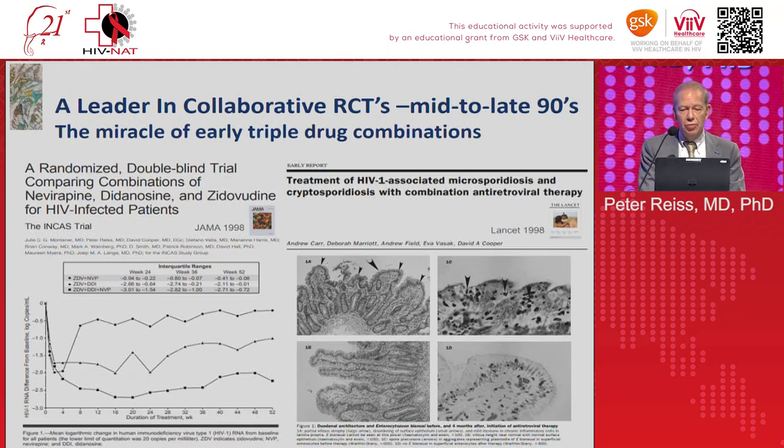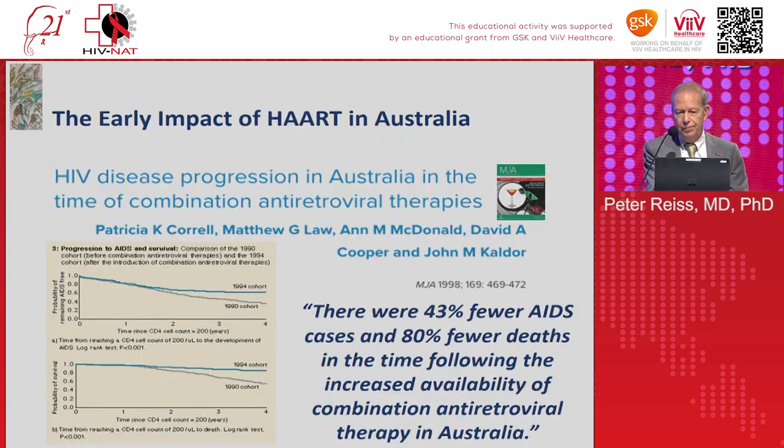One of the early examples showing the potency of triple therapy was the INCAS trial, again involving David, demonstrating how triple therapy with AZT, DDI, and nevirapine could result in sustained suppression of viremia. And the clinical potency of these triple regimens was shown, for example, and I'm showing that on the right, by the truly miraculous effect they could have on patients with crypto or microsporidial diarrhea, complications of HIV which until then actually had been untreatable.